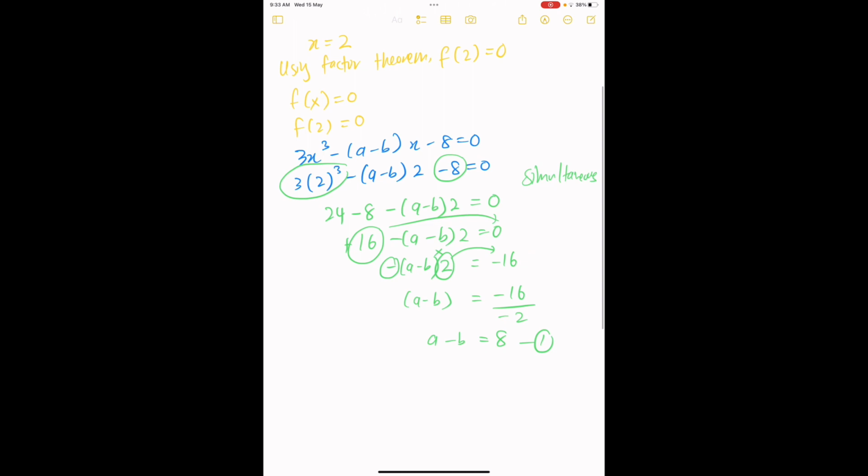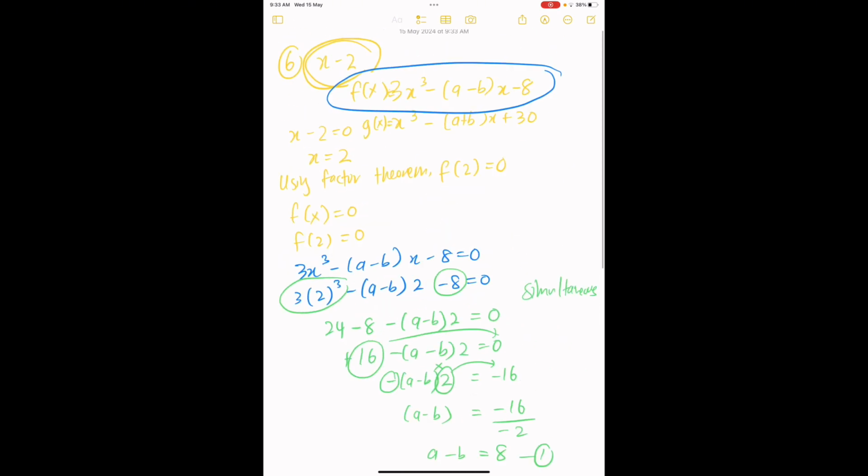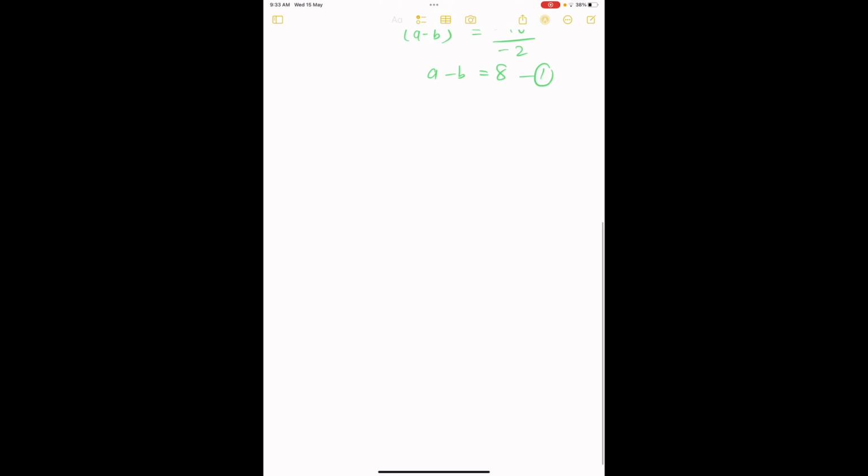Okay, next, you already substitute 2 inside the function f(x). Now you have another function with g(x). So g(x) is equal to 0. So for g(x), you put 2 inside the second function. So x cubed minus (a plus b)x plus 30 is your g(x). Okay, now g(2) meaning you change your x to 2.